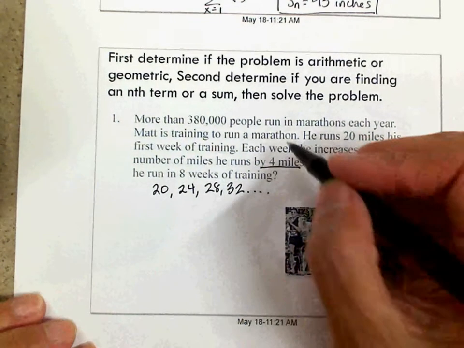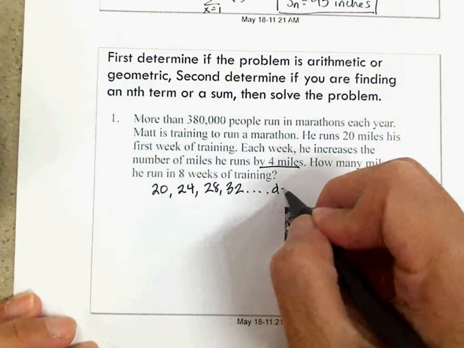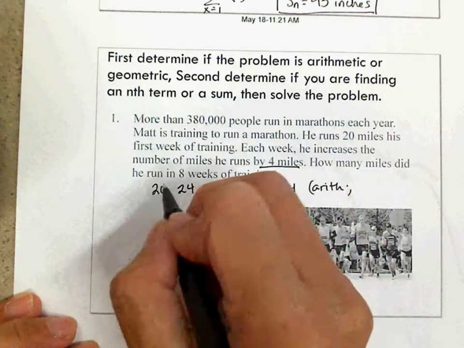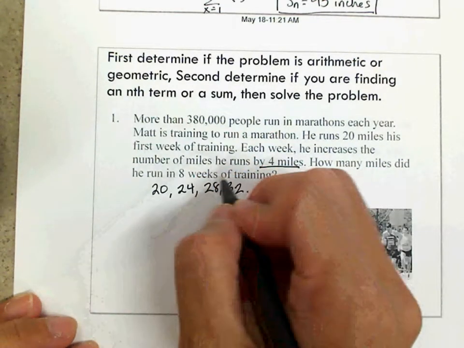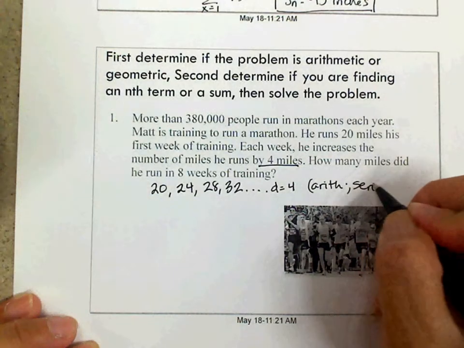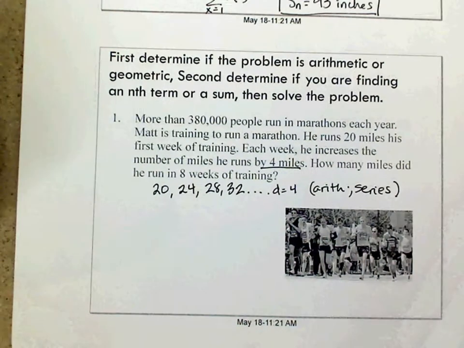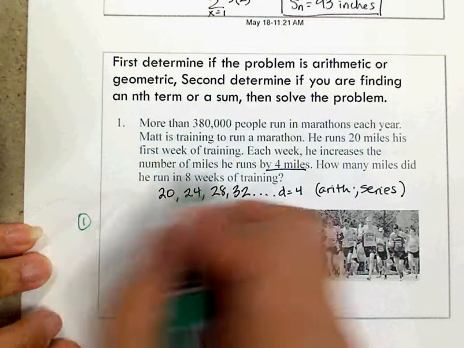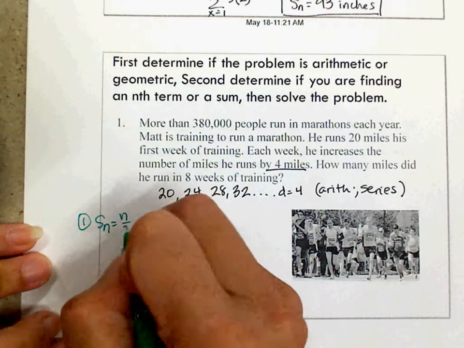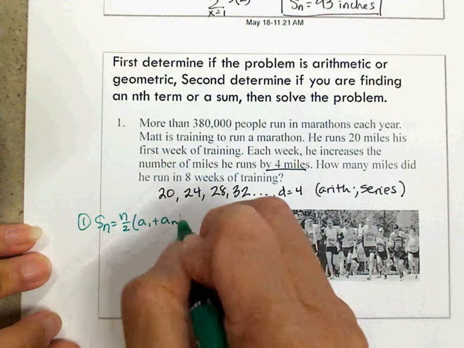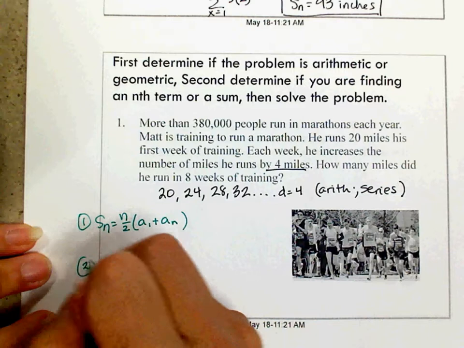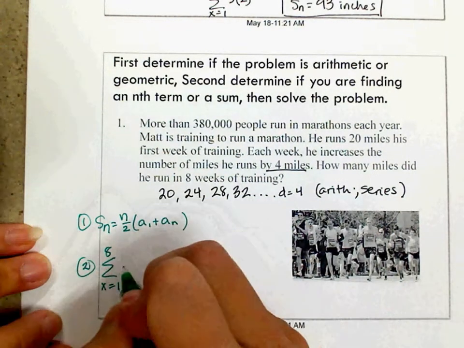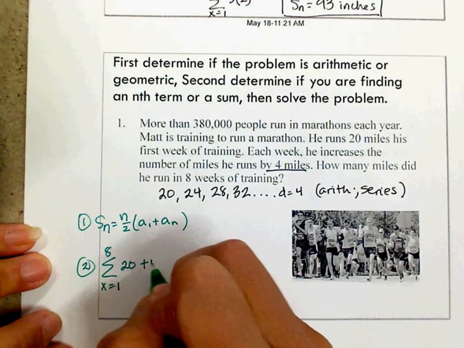So looking at this, I'm increasing by 4, so it is arithmetic. And how many miles did he run in 8 weeks of training? That is also a series. Okay? We're going to do arithmetic series. All right, here are your two formulas for your arithmetic. S sub n equals n divided by 2, first plus your last. Or you could do your sigma. Okay? It says n is 8. First term is 20, increasing by 4, n minus 1, or x minus 1.